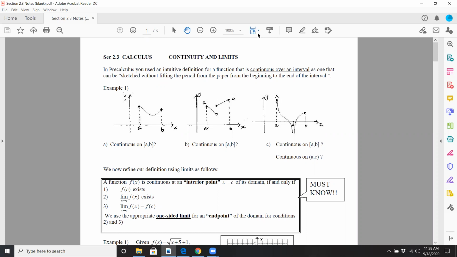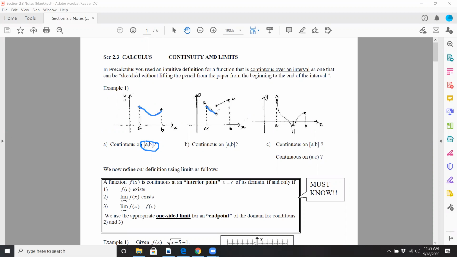So for example, let's say I'm focused on this function here in example 1a. My interval is from a to b inclusive. Can I sketch this curve without lifting the pencil off the paper? Well, in this case, can I lift my finger off the mouse? No, I had to keep my left index finger on the left mouse button the whole time to draw that curve.